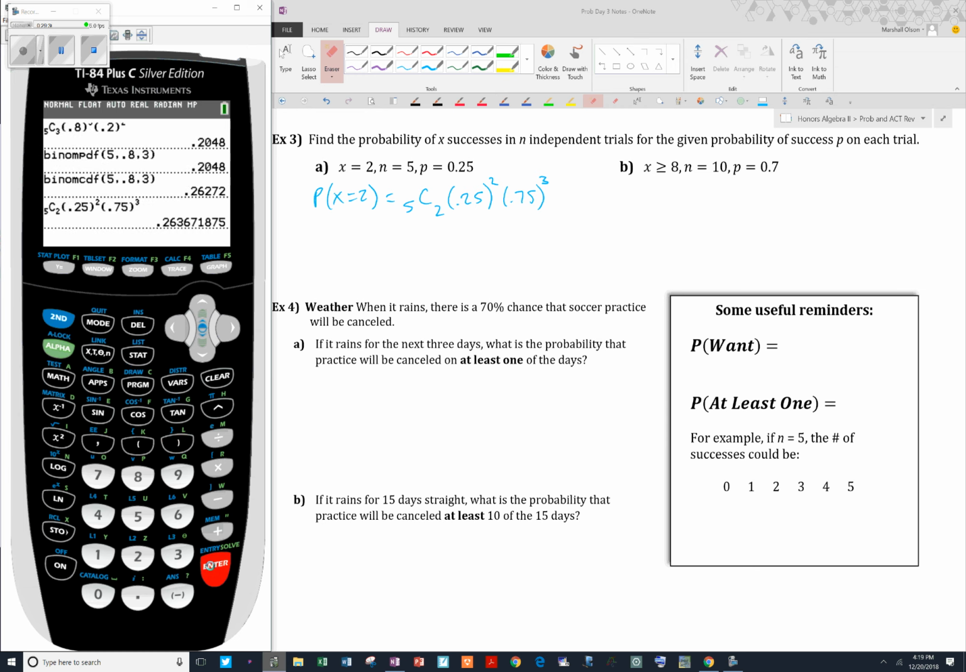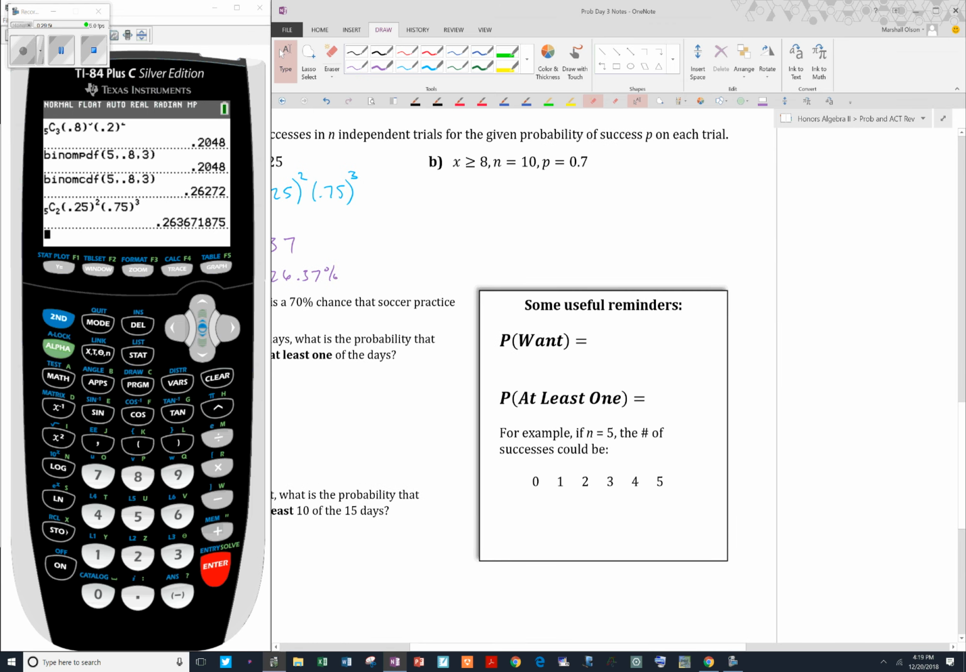Or you could use binomial PDF. There's nothing wrong with it. Just round to the 10,000ths there. Okay, or you could give it as a percentage. That'd be fine too. All right.